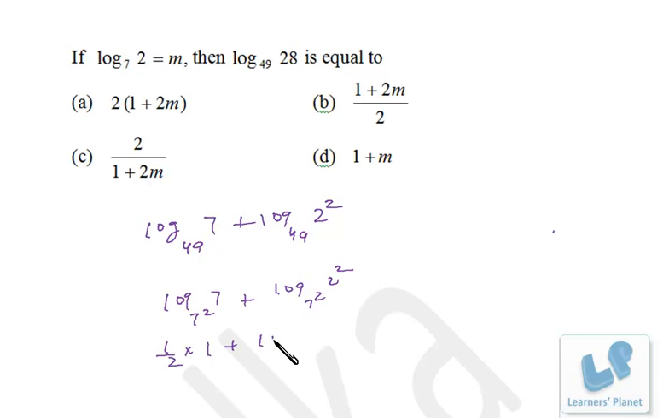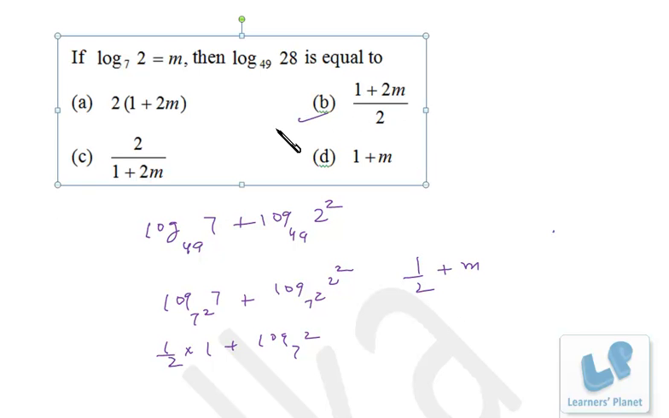So log 2 to the base 7. So this is half plus m, right? This is actually m. So half plus m. So that is 1 plus 2m by 2. 1 plus 2m by 2. Okay.